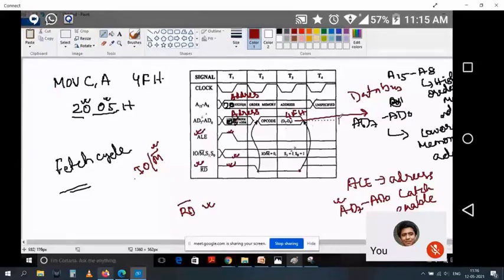Okay, see, there are, I need a little bit more space. Just hold.